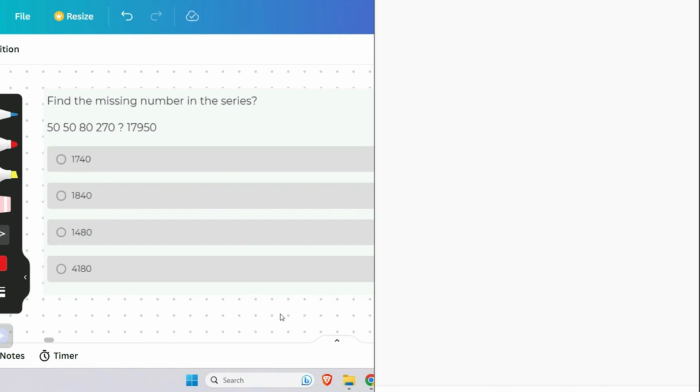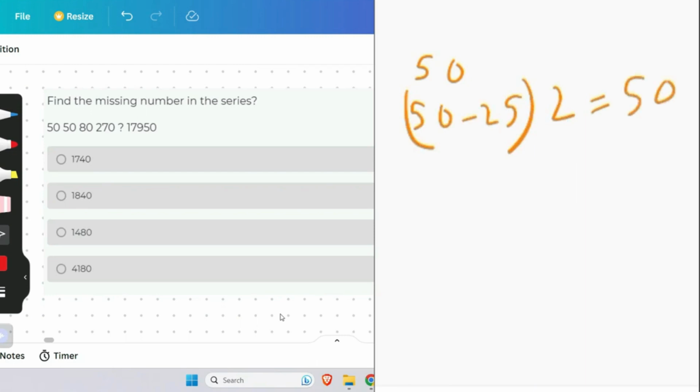Okay, look at the numbers. So at first 50 comes, right? So the next term is also 50. So how does this become 50? If 50 is subtracted by 25 and multiplied with 2, then the number becomes 50 again, right? Then the next term, if we increase 25 by 5, then this becomes 30, right? So 50 minus 30 multiplied with 4, that means the number here is also increasing by 2, right? So that means the number becomes 20 multiplied with 4, 80, right?